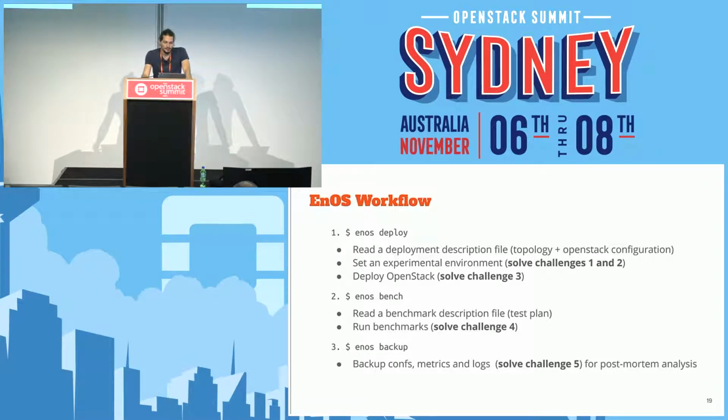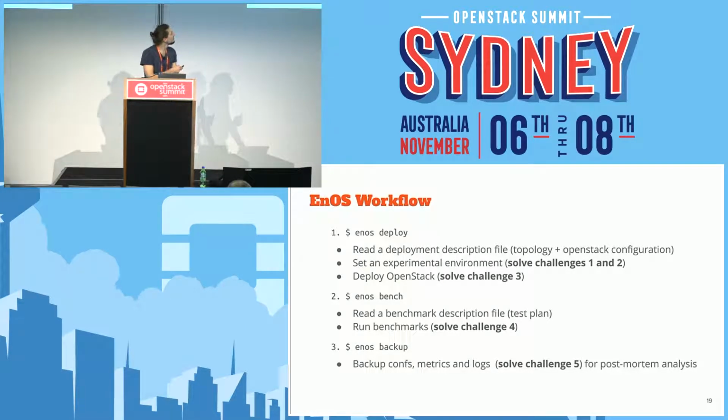Second step is EnOS bench, which reads a description file in which is described the desired benchmark scenarios and runs them on the deployed OpenStack. The final step is EnOS backup, which creates an archive with the generated data obtained from the benchmark, so the configuration files, the recorded metrics, and the logs for post-mortem analysis.